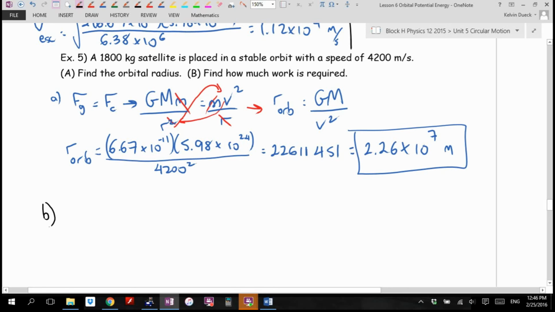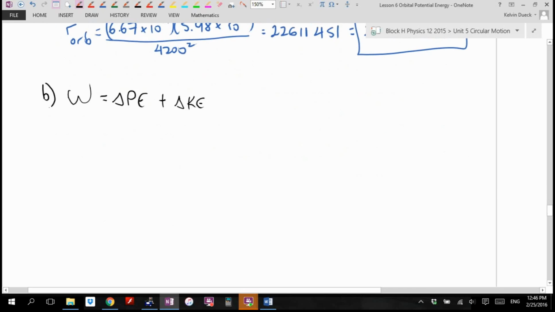Is that okay? What's B want me to find? Oh, no, I can't go force times distance. It's also the area under a force. What's my other definition of work? Negative change in potential plus change in kinetic. Are any of these zero? Not if we're in orbit. If we were just lifting... What do you want to find first? Kinetic. Change in kinetic is going to be a half m v final squared minus a half m v initial squared, and Josh will do the worst case scenario and assume v initial is 0.